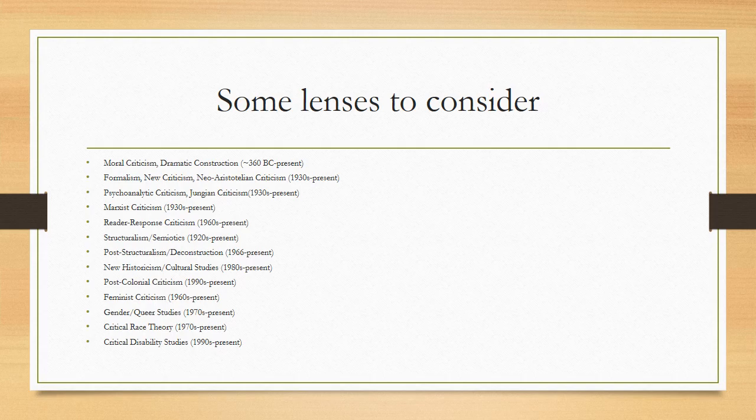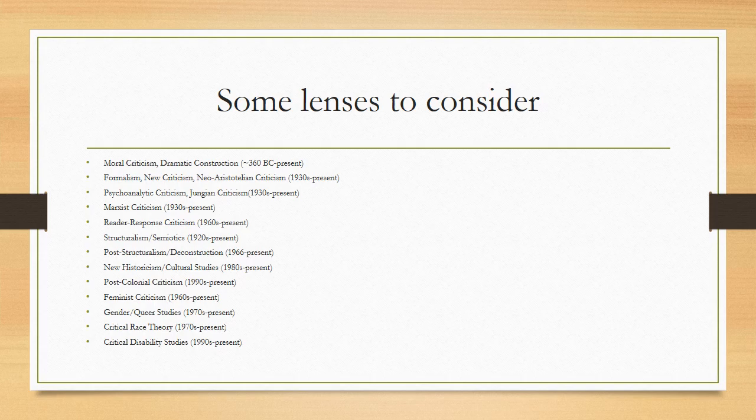New historicism and cultural studies looks at the relationship between culture and the media, which is exactly what we're doing in this project. You could say this project, no matter which of these lenses you choose, is to a certain extent a new historicist or cultural studies study, but you could still use that as your lens. You could pick a specific historical event and talk about that. And you don't necessarily have to use one of these lenses.